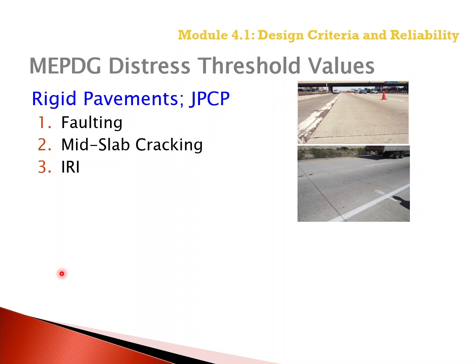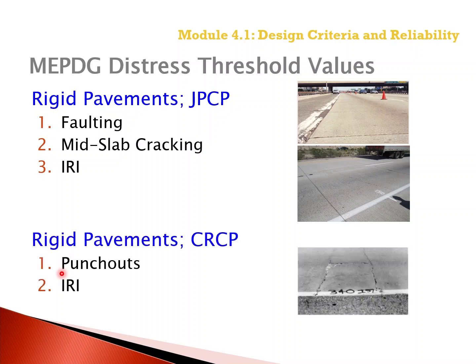The MEPDG threshold values now for jointed plain concrete pavement. There are three: faulting of the transverse joints, mid-slab cracking or percent cracked slabs of the JPCP, and then the terminal IRI itself. For rigid pavements, we have only two: the number of punch-outs per mile, and then the terminal IRI.